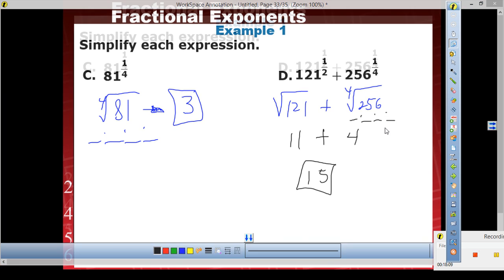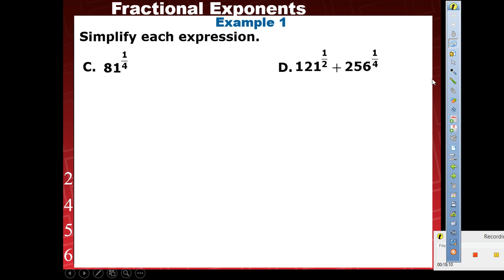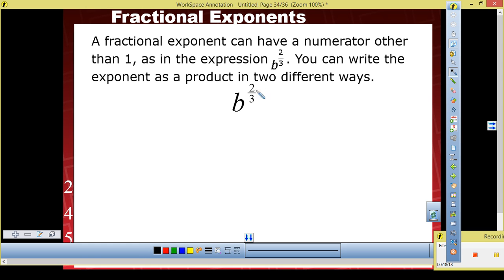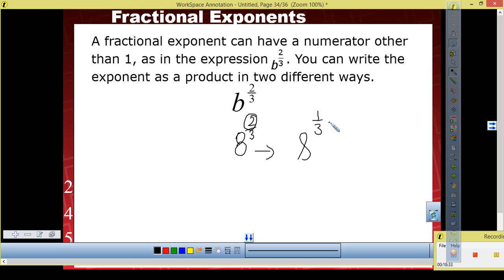Now, tomorrow we're going to continue with more practice of this, but there's one more thing that I needed to cover. Look up as you're packing up. You're going to see in the homework something like this. Watch. 8 to the 2/3. Notice that the numerator has a 2 instead of a 1. We can rewrite this as 1/3 times 2 in the exponent. Does everybody see that?